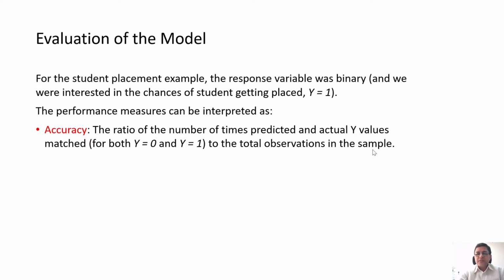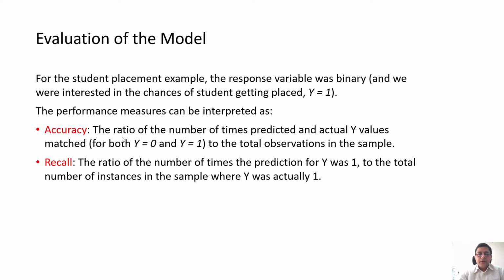What were the total observations in the sample? 27, because we had data for 27 students. Out of the 27 observations in the sample, how many times did the predicted and actual values match, both for y is equal to 0 and y is equal to 1? That ratio is going to be defined as accuracy.